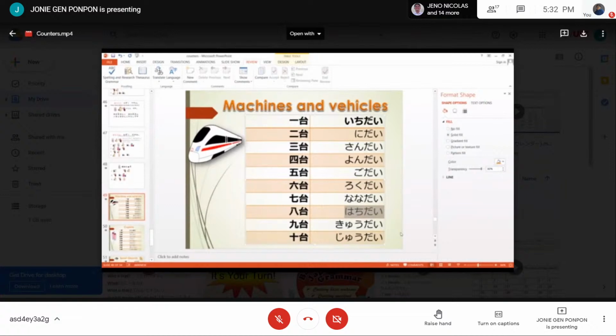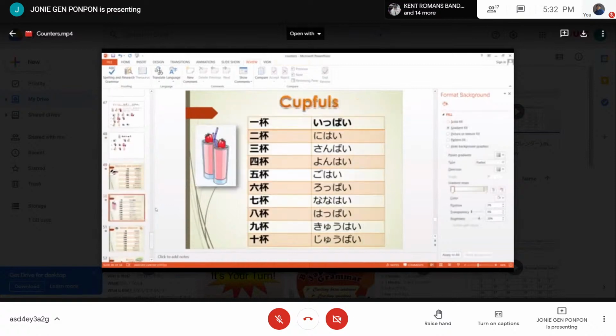The question for that is nandai desu ka? Okay, nandai desu ka or nandai arimasu ka? Nandai desu ka is how many machines, how many vehicles. And if you say nandai arimasu ka, how many machines are there, how many vehicles are there. Okay, so that's the suffix for machines and vehicles, the dai.